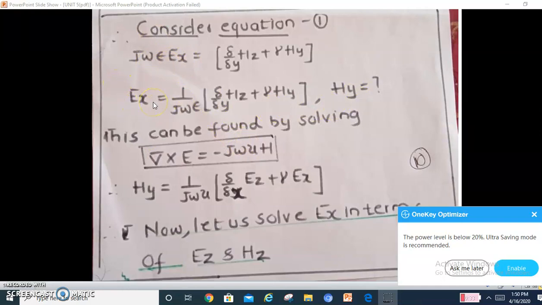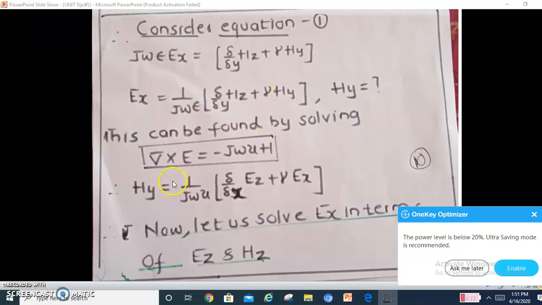Now the basic concept to understand is that Ex should be represented in Hz and Ez. But here Hz is there but not Ez. So how to solve Ez? For that you have to find Hy. So now the question is how to find Hy. Again you have to take the Maxwell second equation. Again you have to apply del cross E as a determinant. Again you have to represent it with the unit vectors. Then you have to equate. Then you can get Hy.